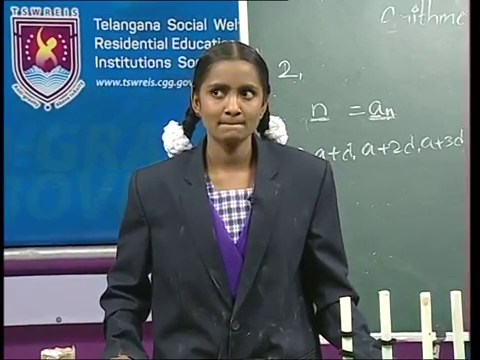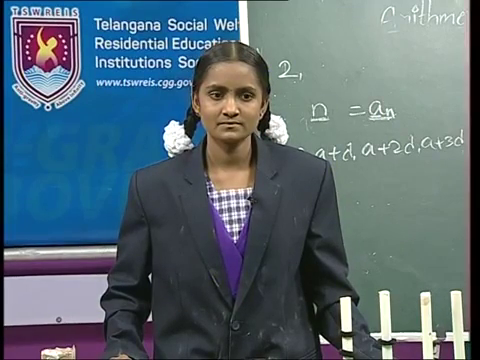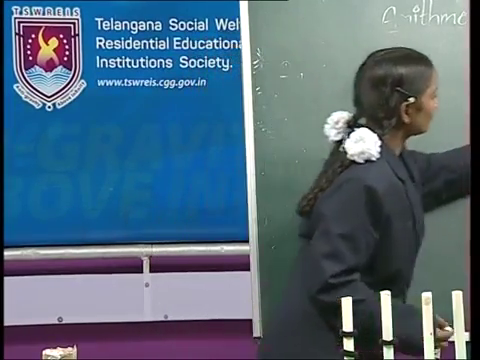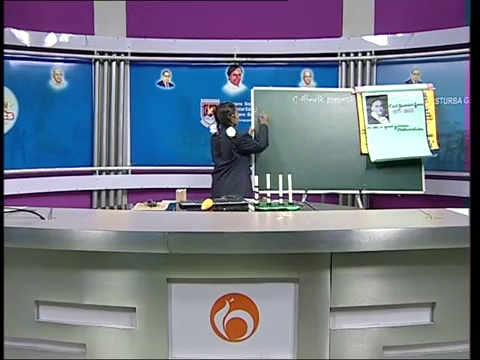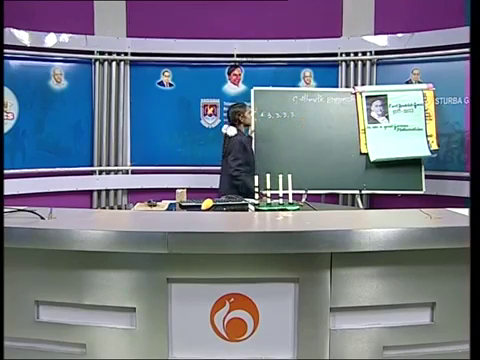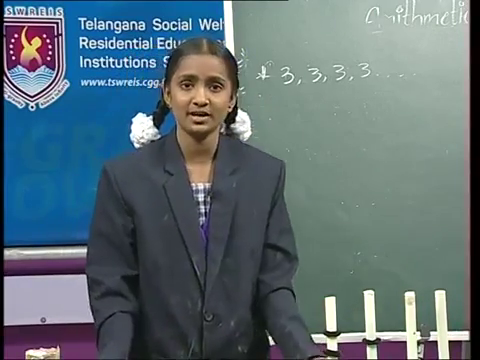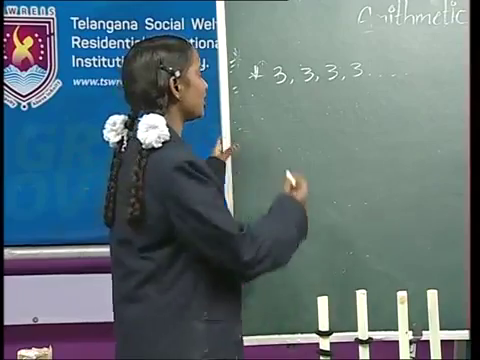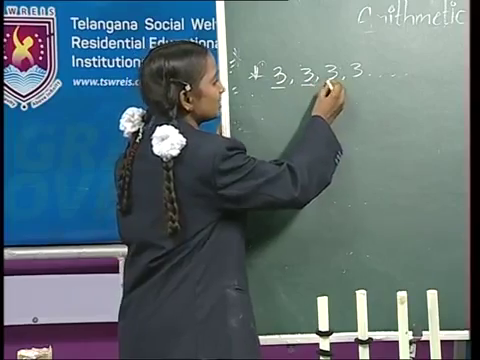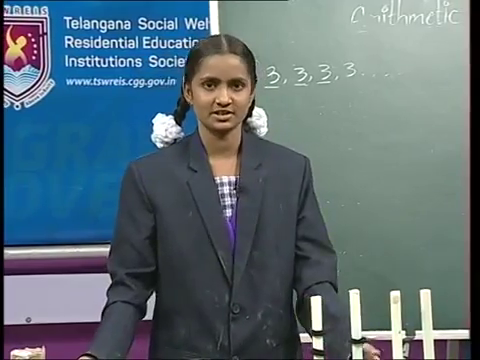I have a question here. See, the problem is: if there are numbers like 3, 3, 3, 3, 3, does this number belong to AP or GP? These numbers belong to AP, an arithmetic progression, because here we are adding a common difference of 0. That means 3 plus 0 becomes 3, then 3 plus 0 becomes 3, and so on. So it also comes under an arithmetic progression.